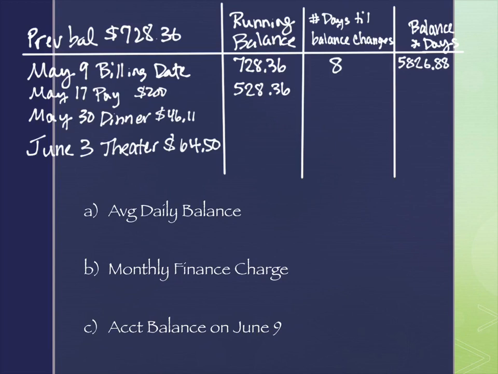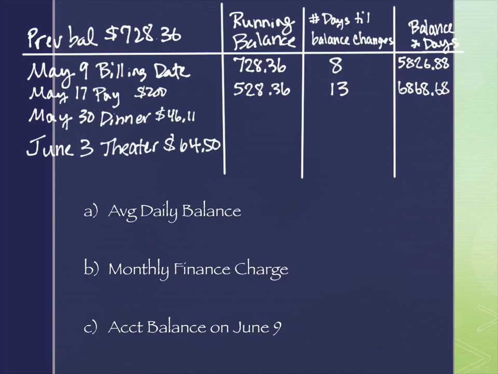How many days am I going to stay at the 528.36 until the next event happens? 13 days. Does everybody understand where the days are coming from? Okay, 13 days from May 17th to May 30th, 13 days. And then we're going to multiply those two values together. So the 528.36 times the 13. What's that one give me? 6,868.68. Lots of sixes and eights. Indeed. Okay, pretty good? Okay, lovely.